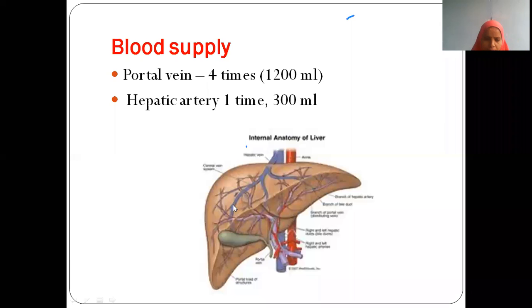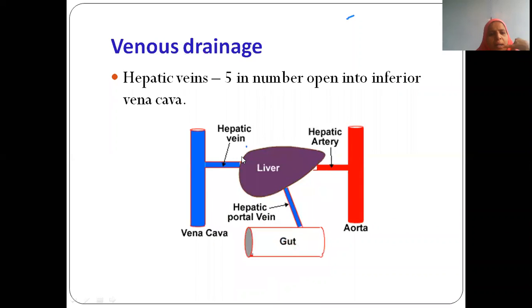Then coming to the blood supply, I told you the portal vein is carrying all nutrients. It gives 4 times more blood supply to the liver, 1200 ml. The hepatic artery gives only 1 time, that is 300 ml. 3 multiplied by 4 times, 3 fours are 12. Okay. Venous drainage.